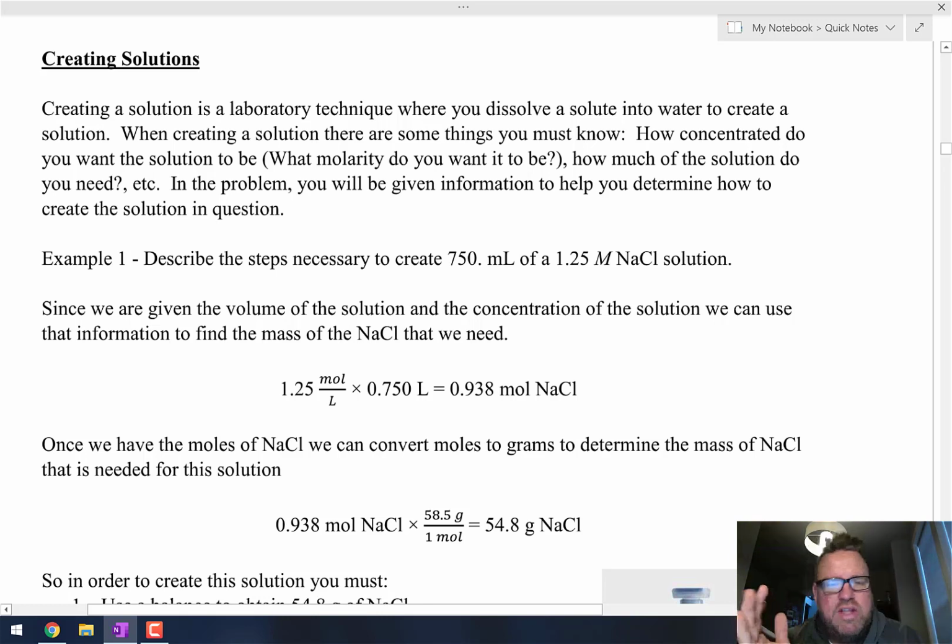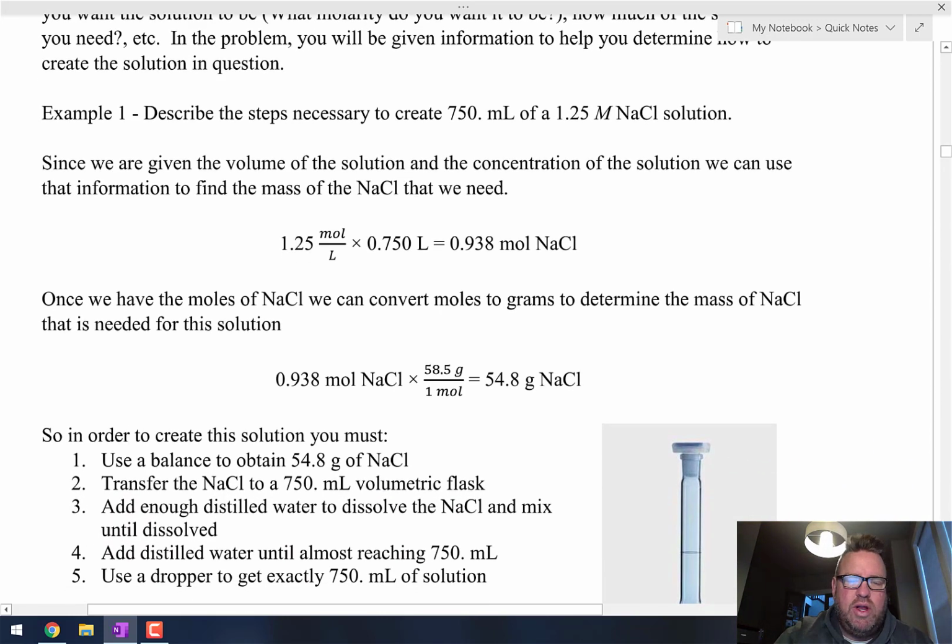If each group needs 50 milliliters and there's 30 groups, we need 1,500 milliliters. So then we figure out how much we actually make, what concentration we want it to be, etc. So in these two examples here, we're going to talk about how we actually make these solutions.